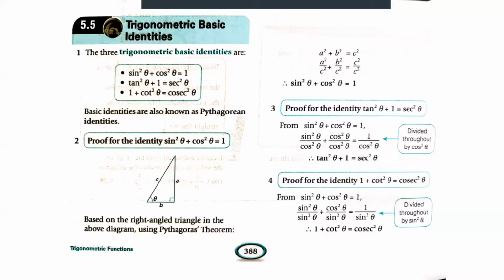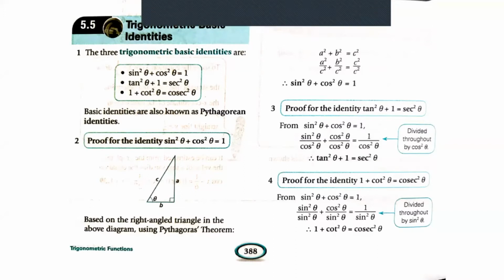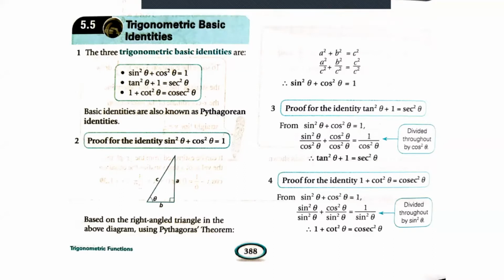Okay, so today we are learning trigonometric basic identities. So we have three trigonometric basic identities, which is sine square theta plus cosine square theta equals 1. And we have tangent square theta plus 1 equals secant square theta. 1 plus cotangent square theta equals cosecant square theta.